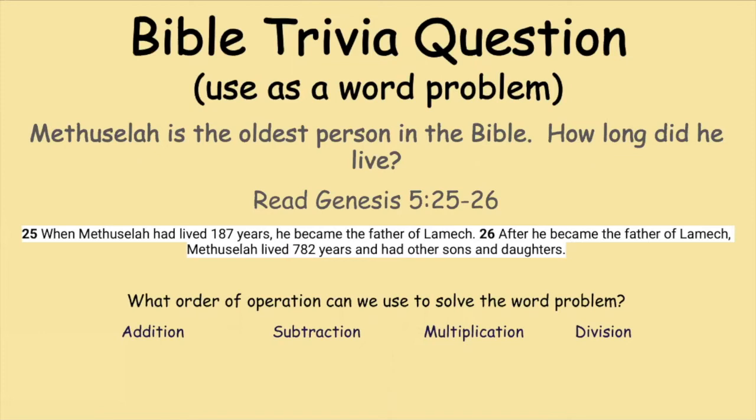To find the answer, we can read the book of Genesis, the 5th chapter, 25th through the 26th verses. When Methuselah had lived 187 years, he became the father of Lamech. After he became the father of Lamech, Methuselah lived 782 years and had other sons and daughters.